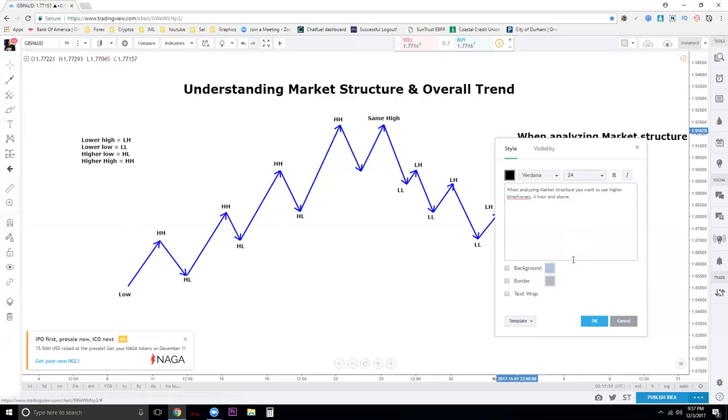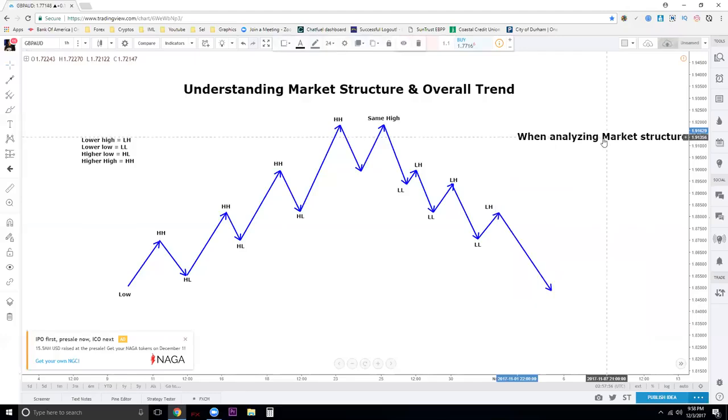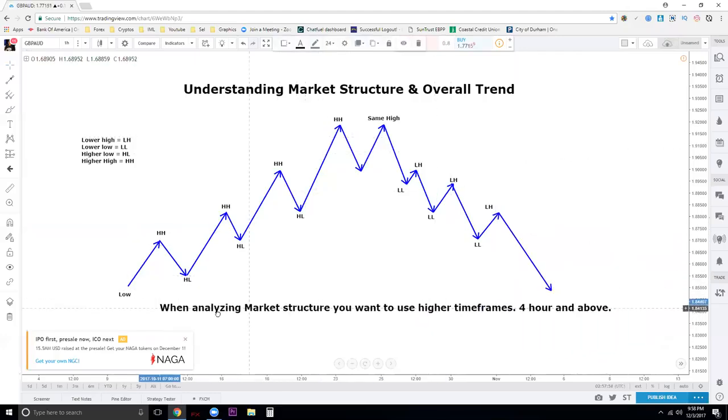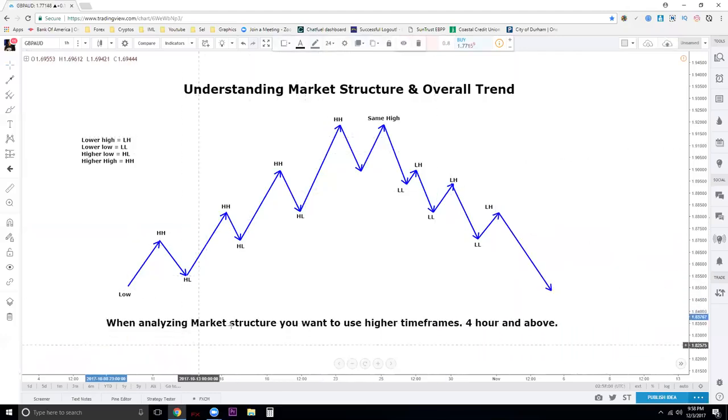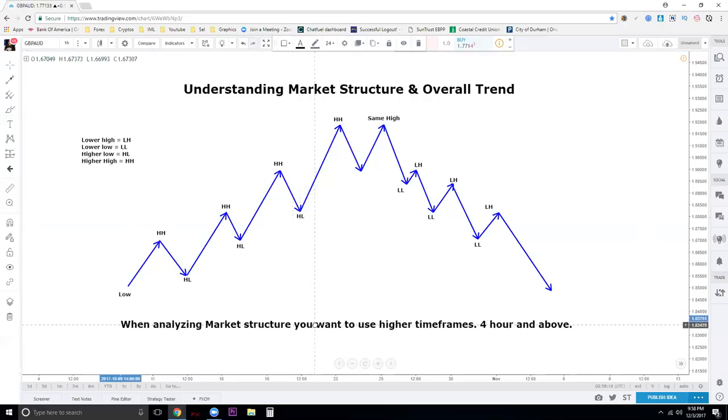The reason I say this is because there's a lot less noise in the market. It's less congested, and there's not as much consolidation across the entire screen, so you'll be able to see these higher lows and lower highs. You'll be able to see the swings in the market so much more clearly. So help yourself out, make it simpler, and look at the higher time frames.